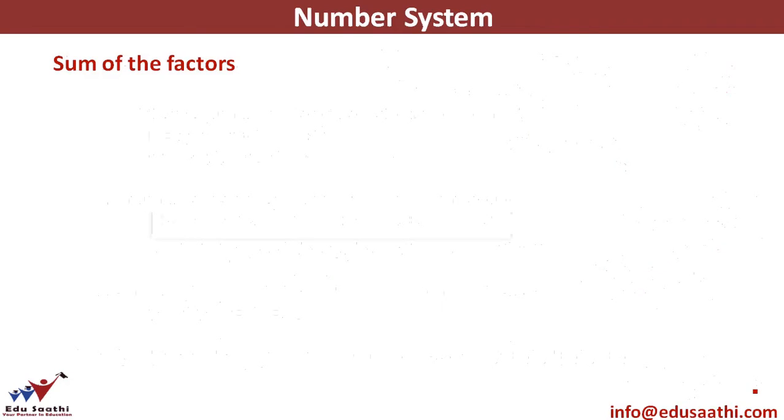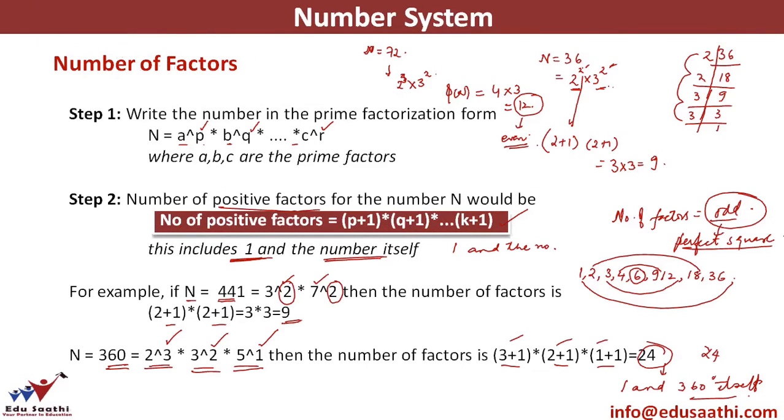Let's move ahead and understand how to calculate the sum of factors. Now we have already calculated the number of factors, so I have to sum all of them up. For example, the factors of 36 were 1, 2, 3, 4 and so on. I'll add up all the factors, and that will be the answer to this question. In case the number is very small and the number of factors is small enough, you can always add the factors and get to your answer.